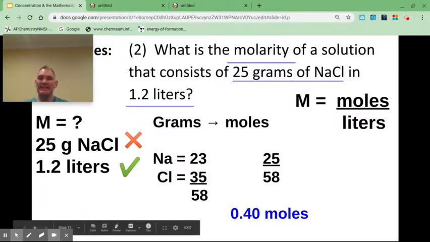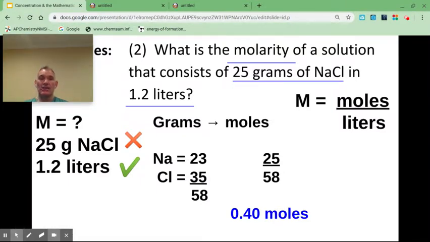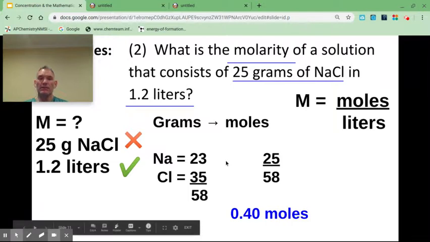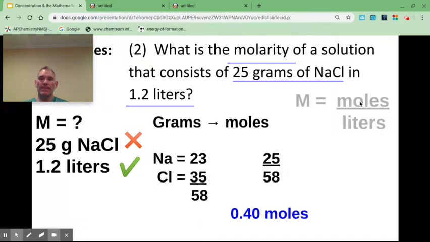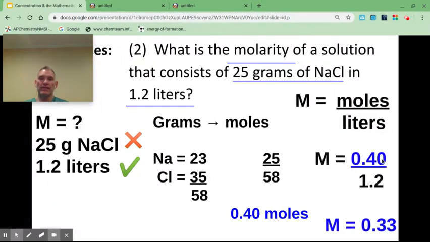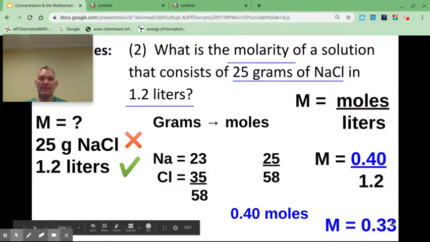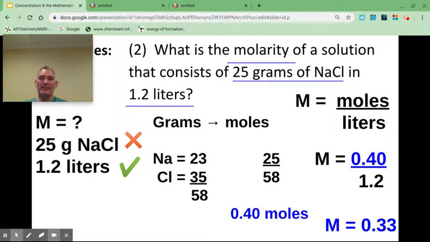That is not my answer. That's going to help me get my answer. So I know there's 0.4 moles of NaCl. So now I can plug it in. So it's going to be 0.4 moles over 1.2 liters, and I get my answer, 0.33. Again, this one required one extra piece of work, changing the mass of NaCl to moles. Let's take a look at another one.